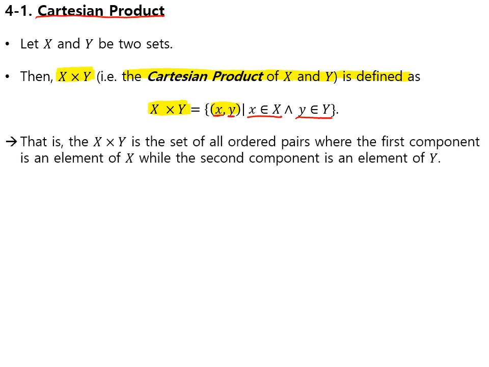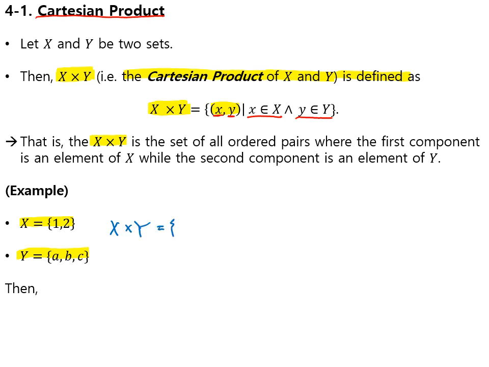Okay, so basically the Cartesian product of x and y, or x times y, is the set of all ordered pairs where the first component is an element of x, while the second component is an element of y. So here is an example. Suppose that set x consists of two elements, 1 and 2, and suppose that the set y consists of three elements, a, b, and c. Now, the question is, what is the Cartesian product of x and y? So what is x times y?